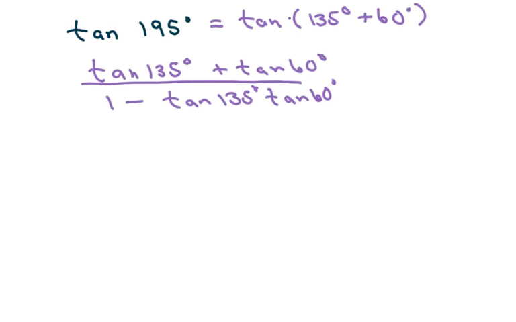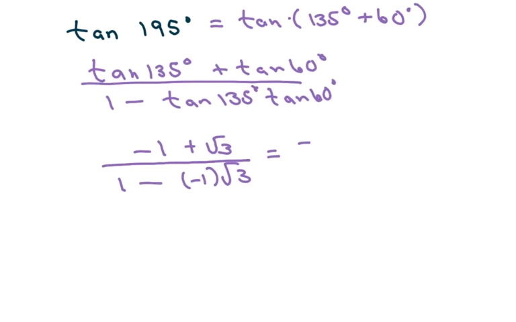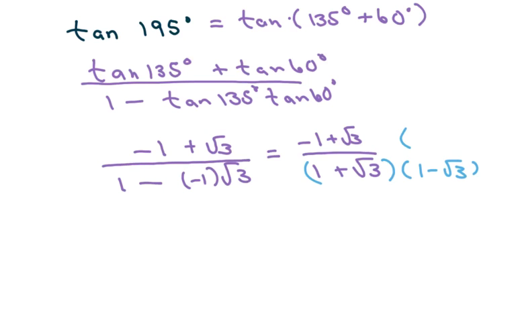Now substituting, we're going to get negative 1 plus square root of 3 over 1 minus negative 1 times square root of 3. This simplifies to negative 1 plus square root of 3, and the denominator is going to translate to 1 plus square root of 3. Now, and this is where most students have the problem. We've got to multiply here by the conjugate. Maybe I'll do it right this time. Okay, so whatever you multiply the denominator by the conjugate, you also have to multiply the numerator.